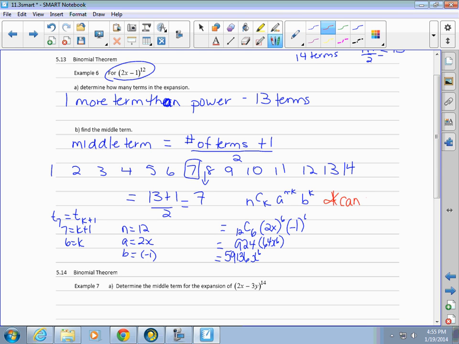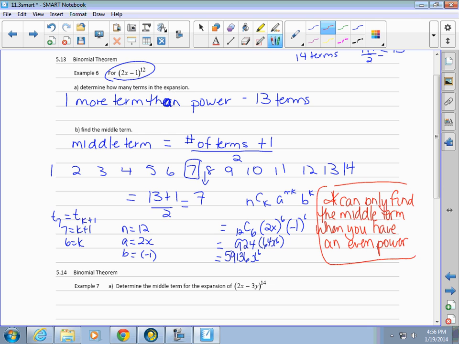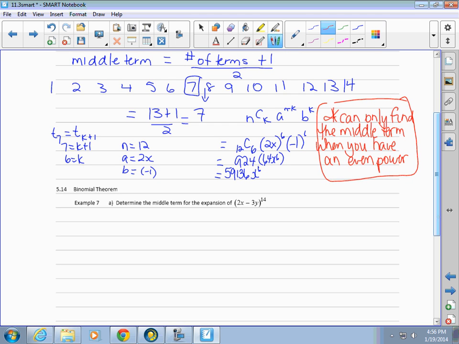So you can only find the middle term when you have an even power. That could be kind of a trick question on your assignment or on a question on your exam.